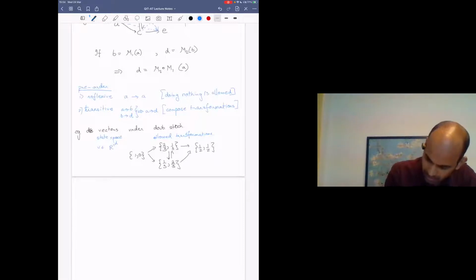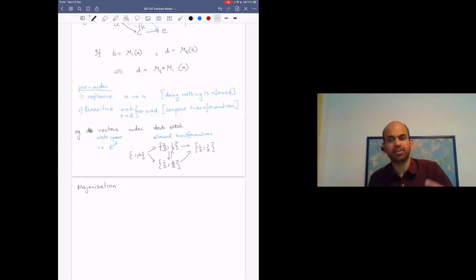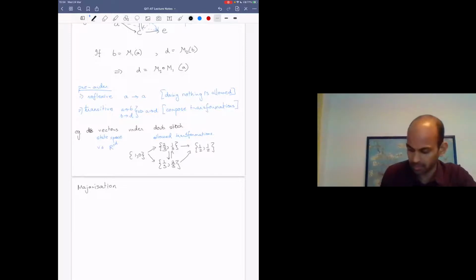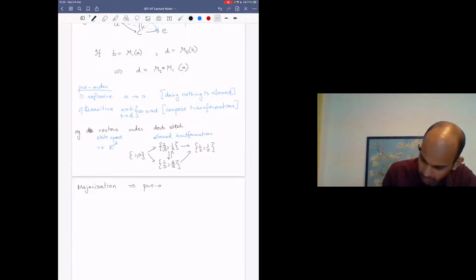And another way of saying this is that majorization, which, as we remember, was both a necessary and a sufficient condition for a vector to be taken to another by doubly stochastic transformations, is a pre-order.